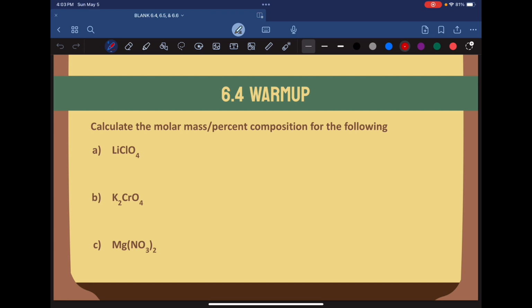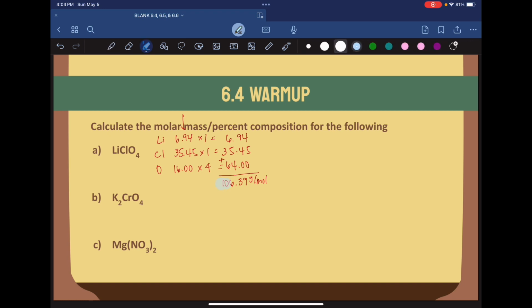So the first one, A, is LiClO4, which is lithium perchlorate. Here we go. Let's calculate the molar mass. Li is 6.94. There's only one of them. Cl, not Ci, because it's chlorine. There's one of those. I'm finding these numbers off of the periodic table because it's the masses. Oxygen is 16. There happen to be 4 of those, which is 64. Remember, you add all of these together to get the molar mass. So that is the molar mass.